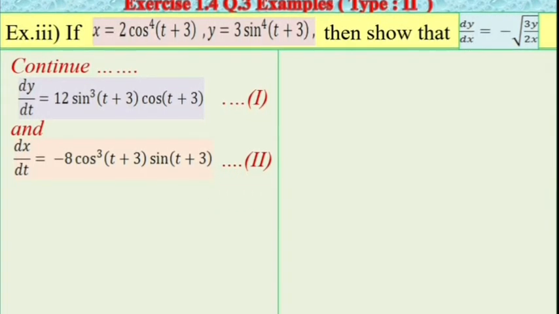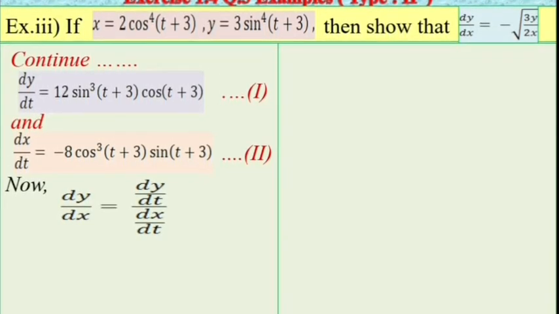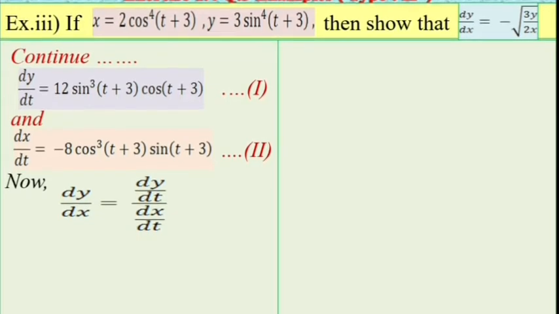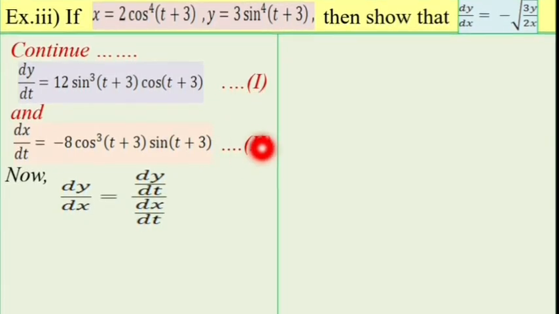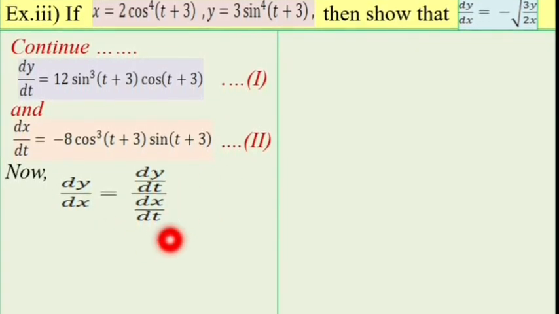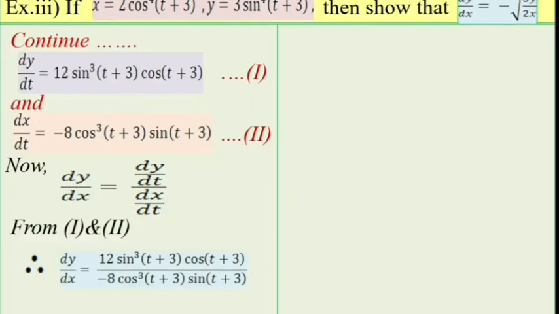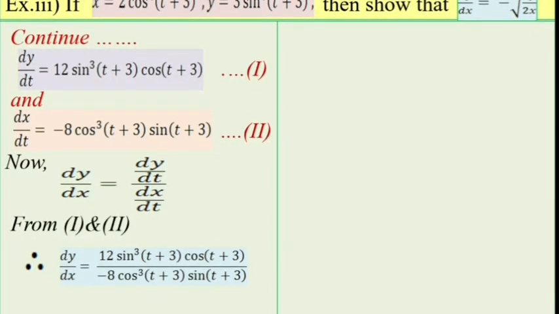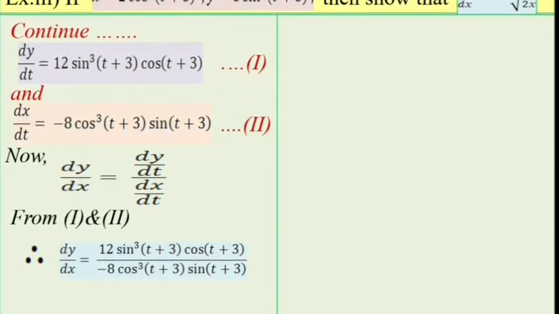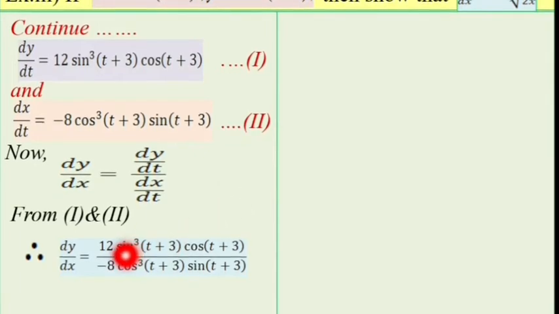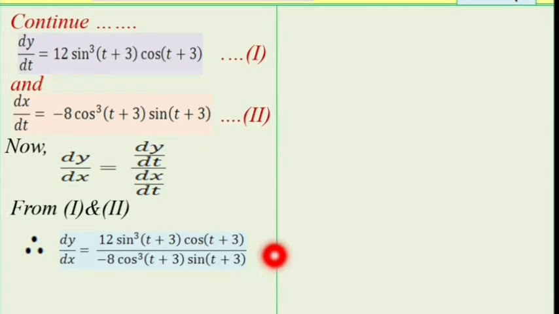Now by the theorem of derivatives of parametric functions, we know that dy by dx equal to dy by dt whole divided by dx by dt. Now substitute the value of dy by dt from equation 1 and dx by dt from equation 2 in this equation. Therefore dy by dx equal to 12 into sin cube t plus 3 into cos of t plus 3 whole divided by dx by dt, that is minus 8 into cos cube t plus 3 into sin of t plus 3. Okay, that is our dy by dx.